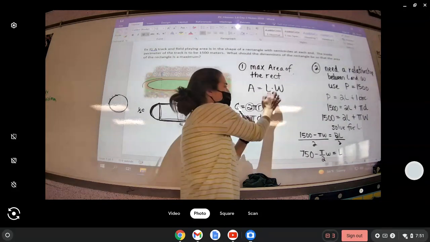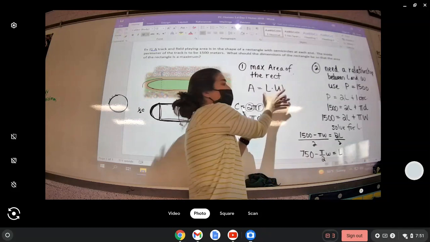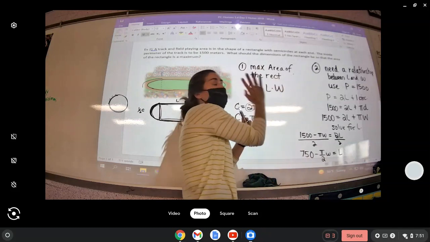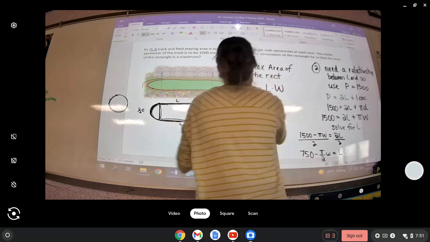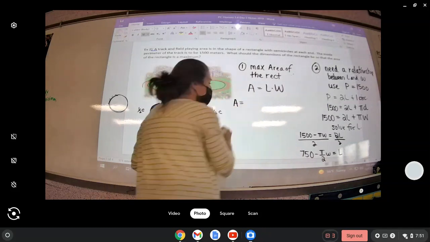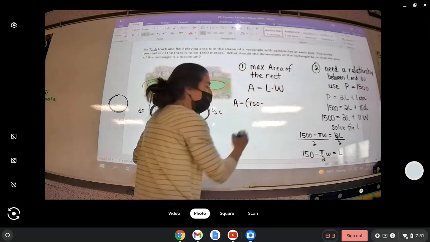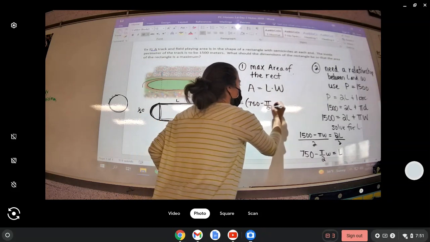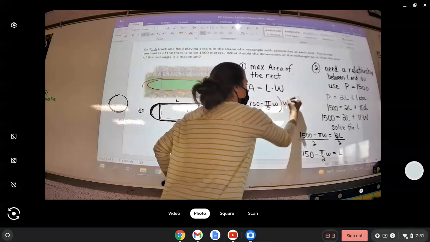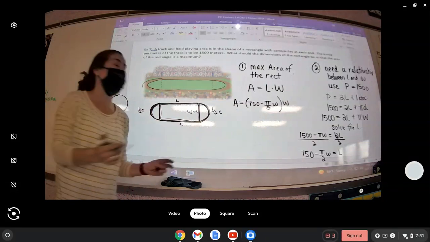So now we can come over here, take L out, and plug this in, and then this will all be in terms of just W. So the area will equal 750 minus pi over 2 W times W. And now let's distribute, and you'll see your quadratic function be born.